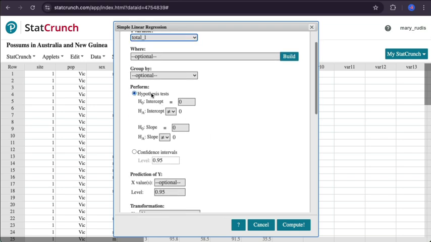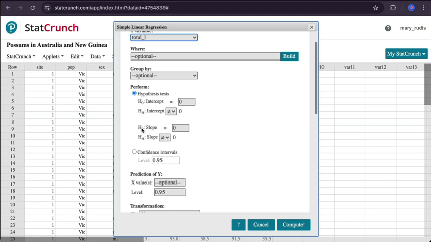Under the hypothesis testing, sure, why not? Let's do a hypothesis test on the slope. So we're not going to be very interested in whether the intercept is 0 or not. The y-intercept is likely going to be 0 in this case, because the head lengths can go all the way down to 0. If there's a head length of 0, the overall length is obviously going to be 0 for the possum. So we're going to be more interested in whether the slope is 0 or not.